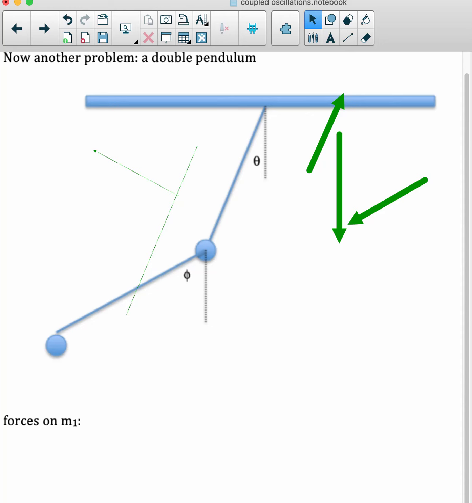Okay, now we're going to look at another problem. This is another coupled oscillator problem. It's a double pendulum. So here's the first pendulum bob, and here's the second. We're just going to apply F equals ma, just like we did last time.